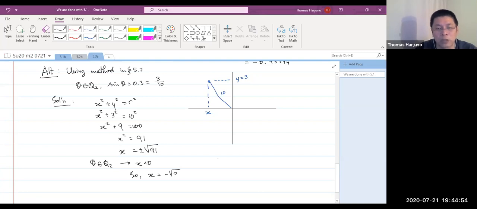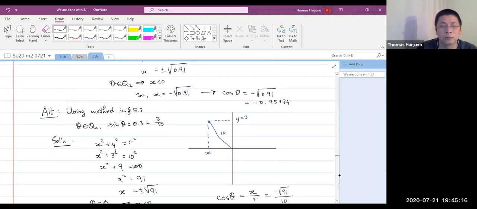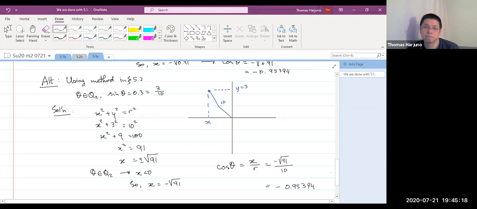Now, what is cosine theta then? Cosine theta will be x over r. That's negative square root of 91 over 10, which if you compute, you will get the same value. So it will be negative 0.95394. Okay, so we actually have two methods to do that.